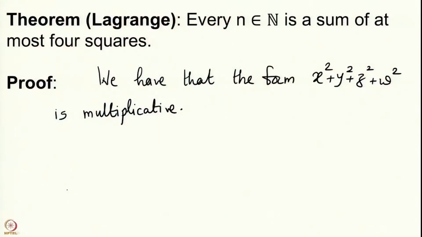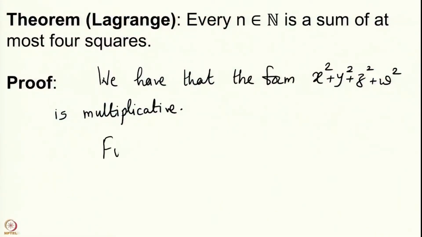But in the last lecture, I had written down the whole expression for you. If we had x square plus y square plus z square plus w square into x prime square plus y prime square plus z prime square plus w prime square, then I actually wrote down the whole 4 numbers whose squares add up to the product of these two numbers. So, that is a second proof. Therefore, we have that this form is multiplicative.